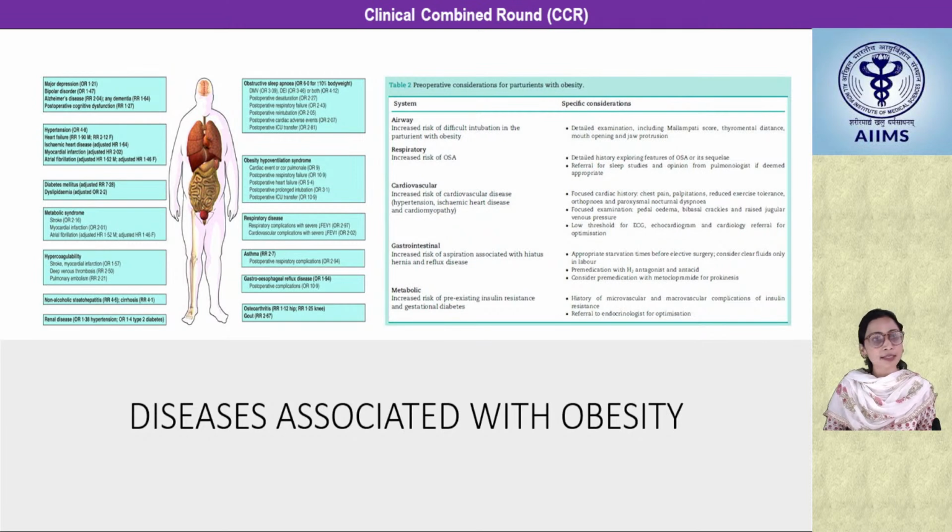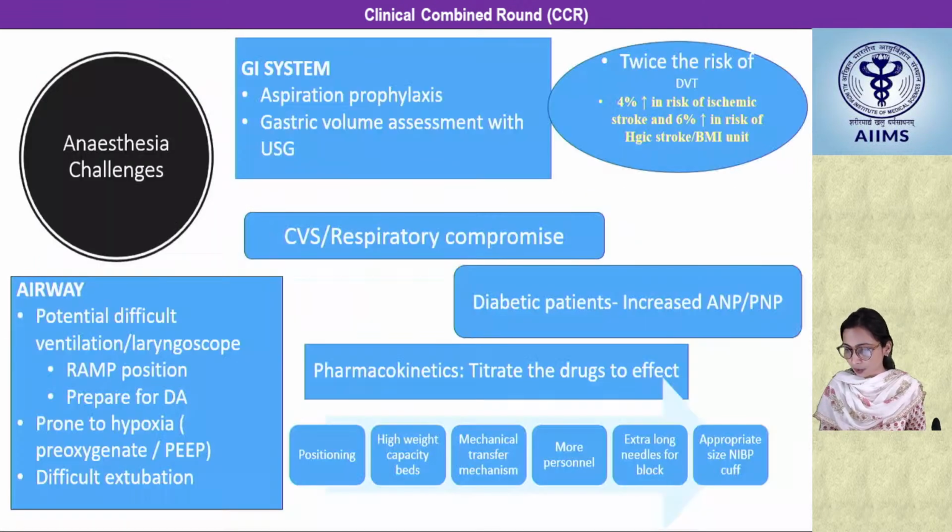Beginning from airway, there is increased risk of difficult intubation in this parturient, then increased risk of obstructive sleep apnea. Then cardiovascular, a lot of risk there: hypertension, ischemic heart disease, cardiomyopathy. All these have their implications, and we are prepared to go for advanced tests at a lower threshold. Then GIT, there is an increased risk of aspiration, and we have to be prepared for that. And in addition, we have some metabolic changes like diabetes mellitus.